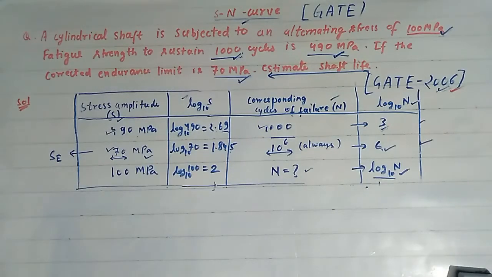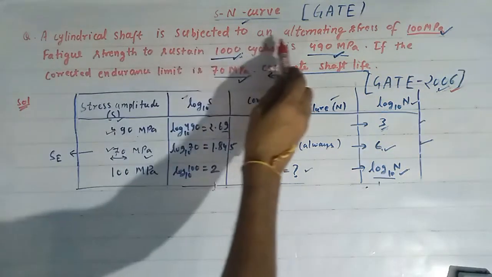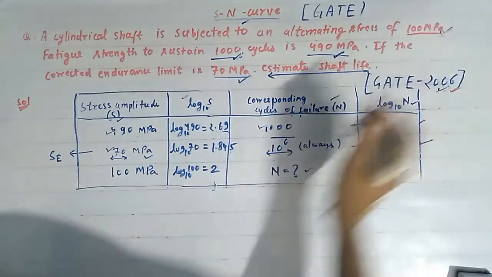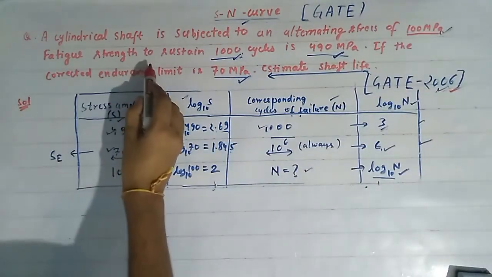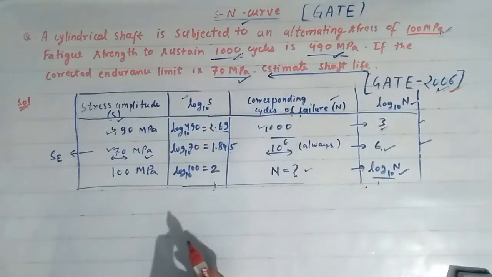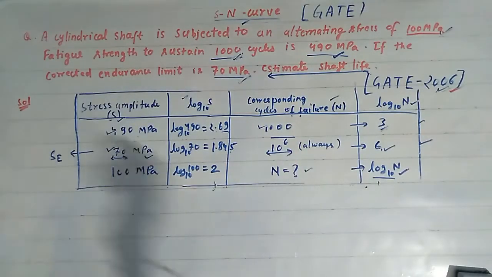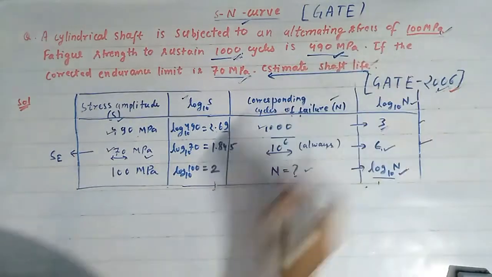Friends, today we are going to discuss a numerical problem based on the SN curve with the second method. In the previous lecture, I solved this numerical problem with a different method, and today we are going to use a different method. The data is given as: a cylindrical shaft is subjected to an alternating stress of 100 megapascal, the fatigue strength corresponding to 100,000 cycles is 490 megapascal, and the corrected endurance limit is 70 megapascal. We have to estimate the shaft life in number of cycles.